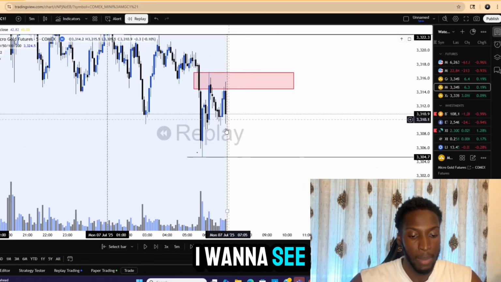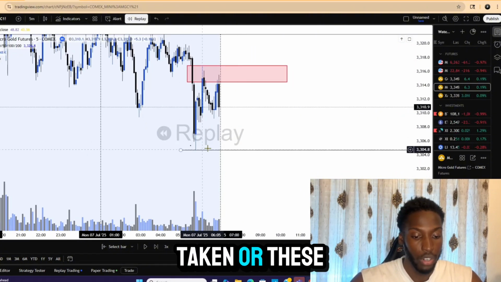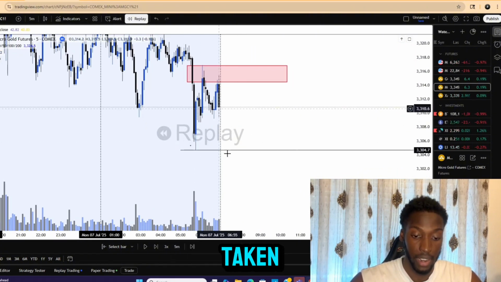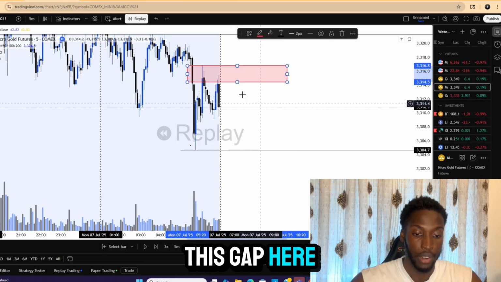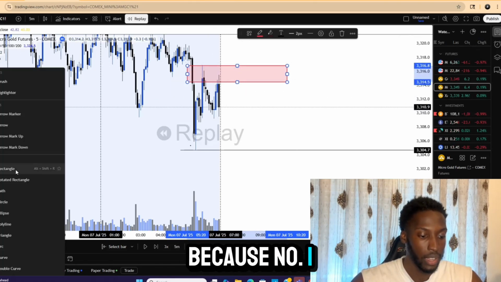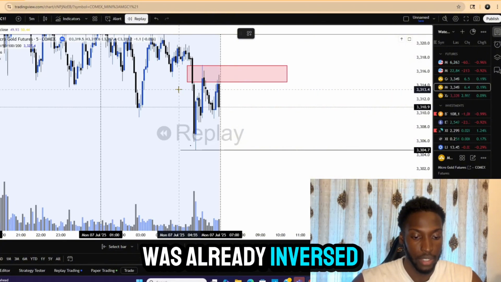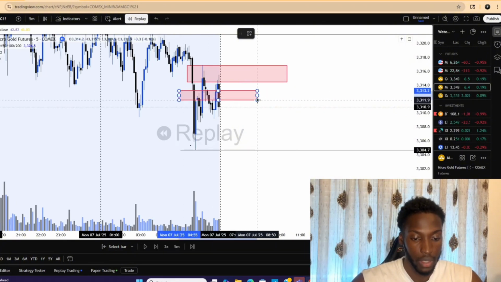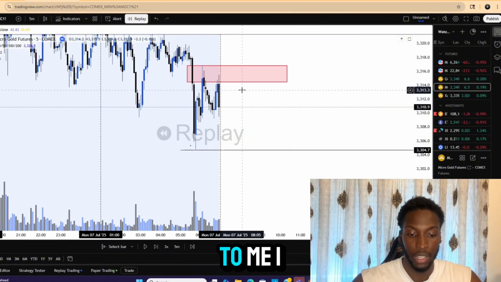Cool. So because I know we're reacting off that order block, I want to see one of two things happen. I want to see maybe a low taken, or these lows here taken, and then re-inverse this gap here. Why do I want this gap to be inversed? Because number one, this gap here was already inversed. So it's invalid to me. I don't care about it.